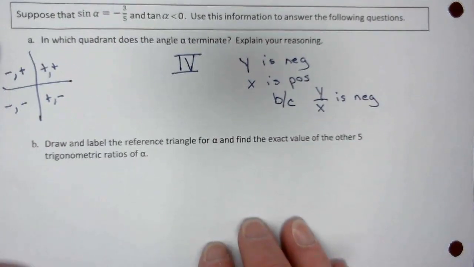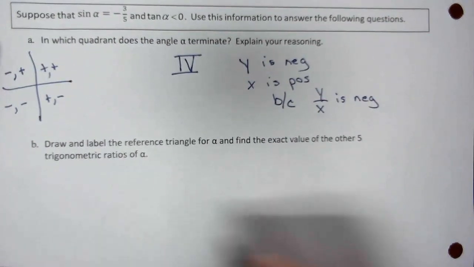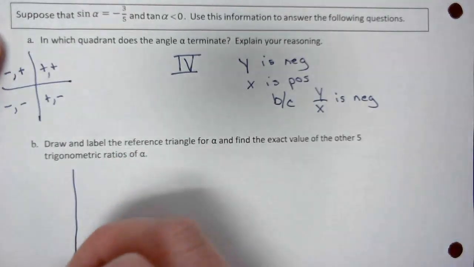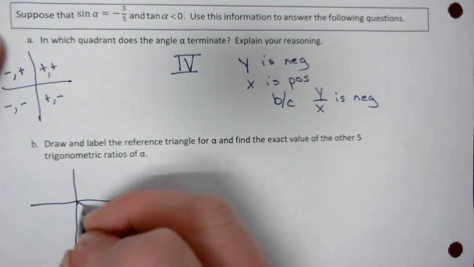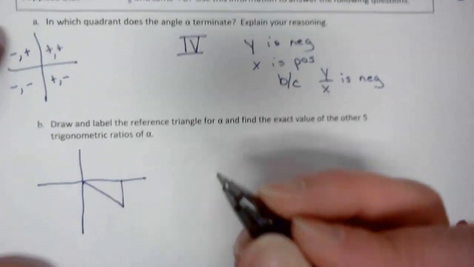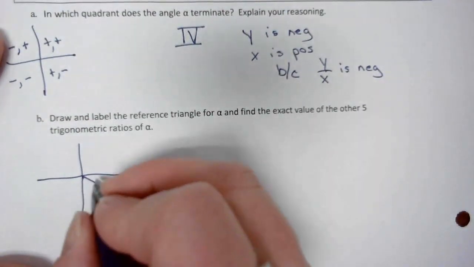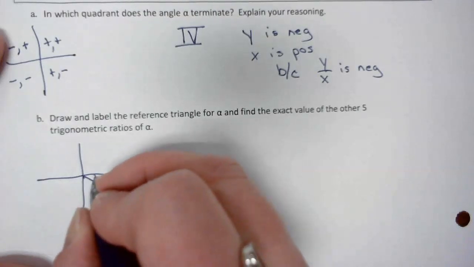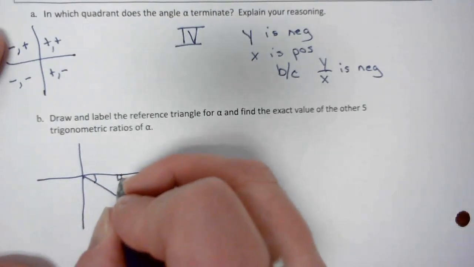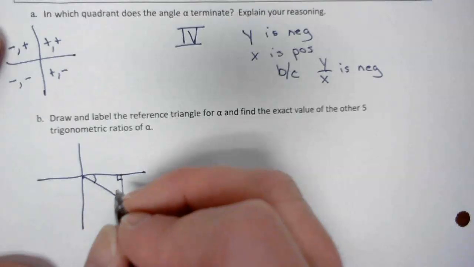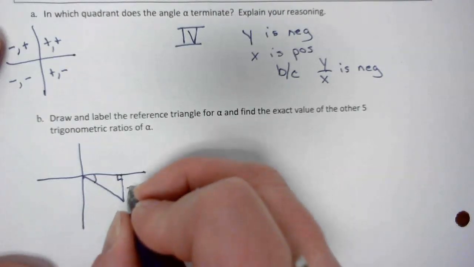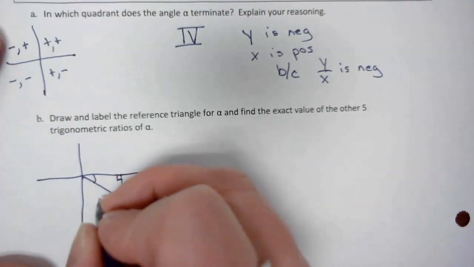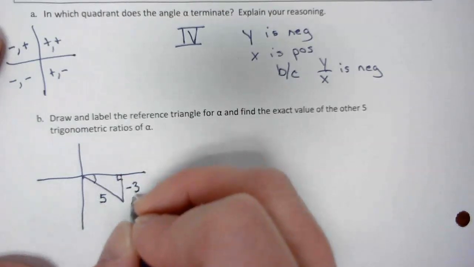Draw and label the reference triangle for alpha and find the other 5 trig ratios. Okay, so we know we're in quadrant 4, so that my triangle is going to be going like this. And this is my reference triangle. This is my reference angle. Reference angle always goes to the x-axis. And if sine is negative 3 over 5, then this is negative 3 over 5.